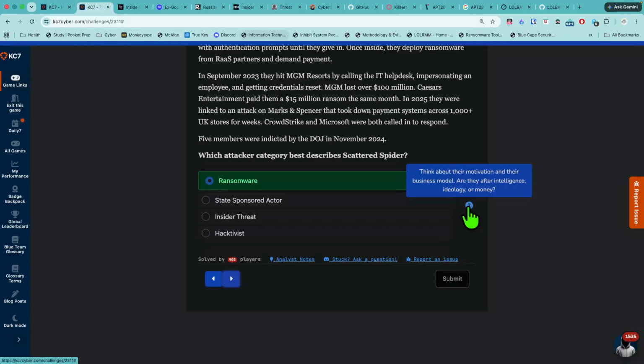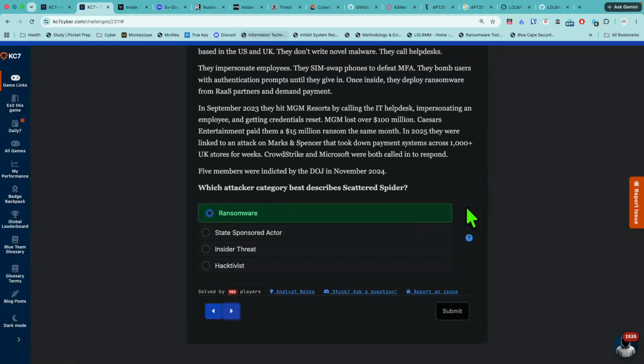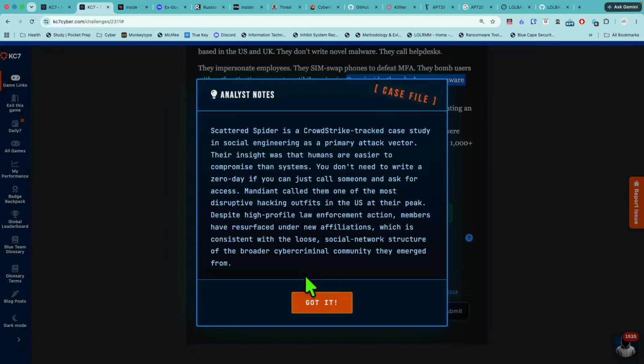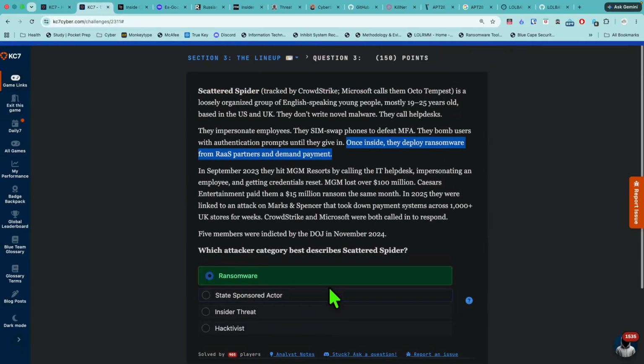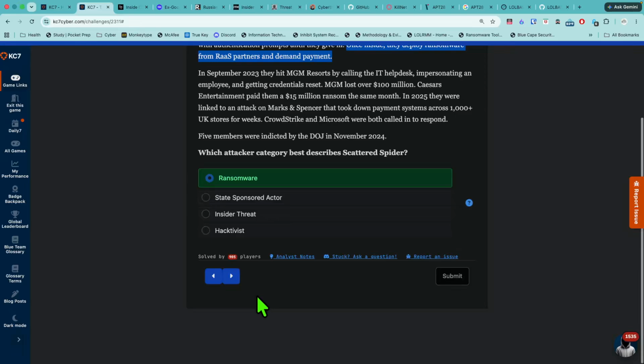We have a hint. Think about their motivation and business model. Are they after intelligence, ideology, or money? So I'm going to go with ransomware because, here we go: once inside, they deploy ransomware from RaaS partners and demand payment. That means ransomware. Awesome. Okay, notes. Primary threat actor. And yes, this is going to help you better understand Scattered Spider. Nice. Sweet. There we go. Awesome.